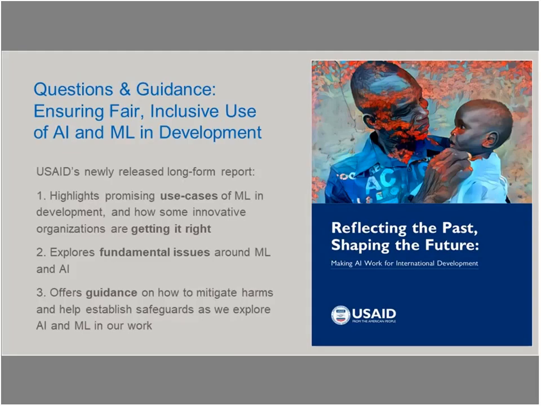So this is our report that Layla mentioned at the beginning. And we try to do a few different things here. One of these is to highlight some use cases of machine learning in international development and really talk about some organizations that are getting things right, in addition to exploring some of these risks. We talk about some of the real fundamental issues and go into a bit more technical depth than we've been able to in this webinar. And we offer some guidance on how to mitigate harms and establish safeguards as we explore the use of artificial intelligence and machine learning technologies.